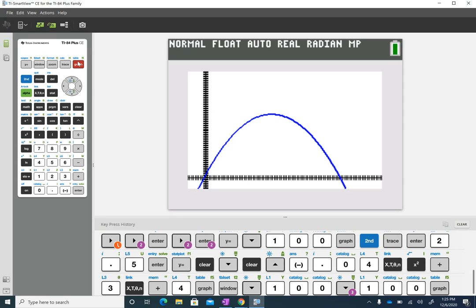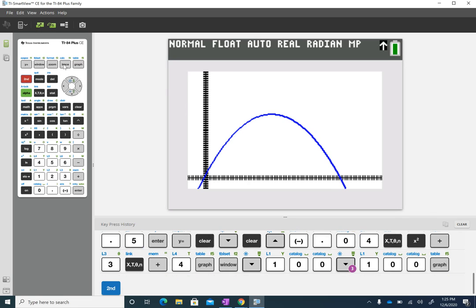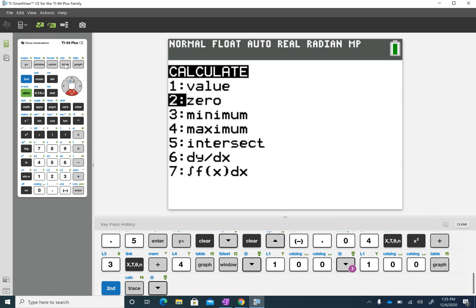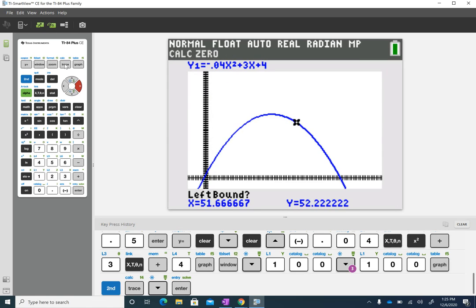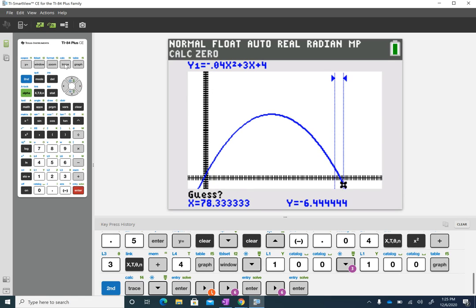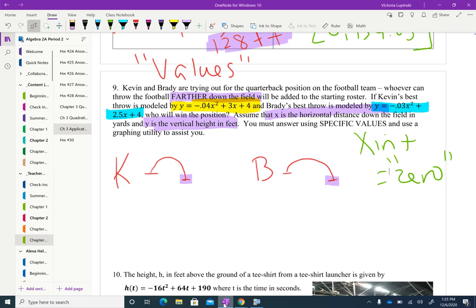We want to know how far down the field he can go. So again, second trace. We're looking for the zero. Get close to the answer on the left side, which means above it. Get close to the answer on the right side, which means below it. Guess if you're fancy. Otherwise, 76.31 yards. Back to my screen here. 76.31 yards for Kevin. And now I have to figure out how far Brady can throw it.